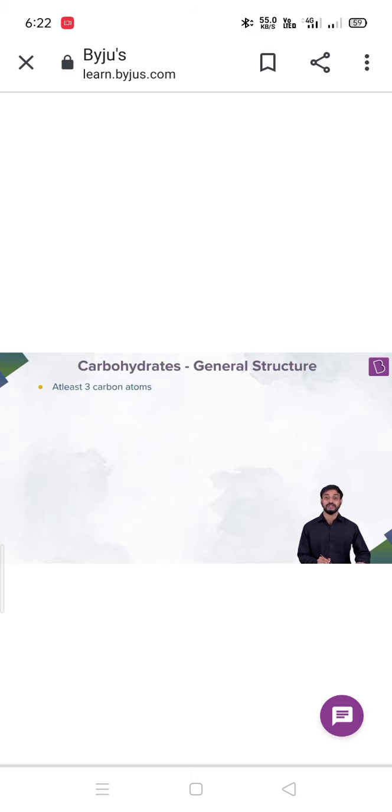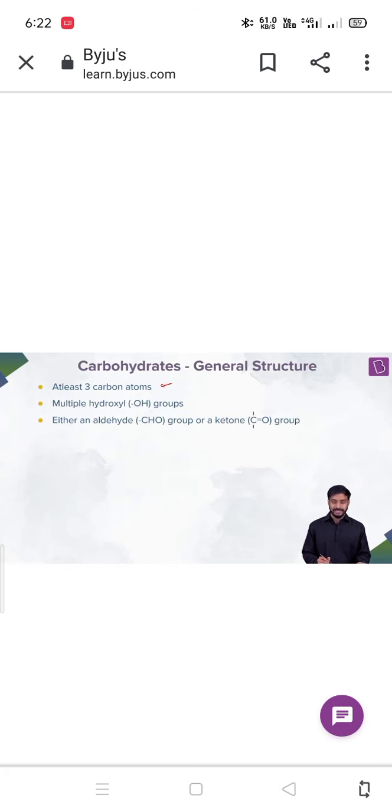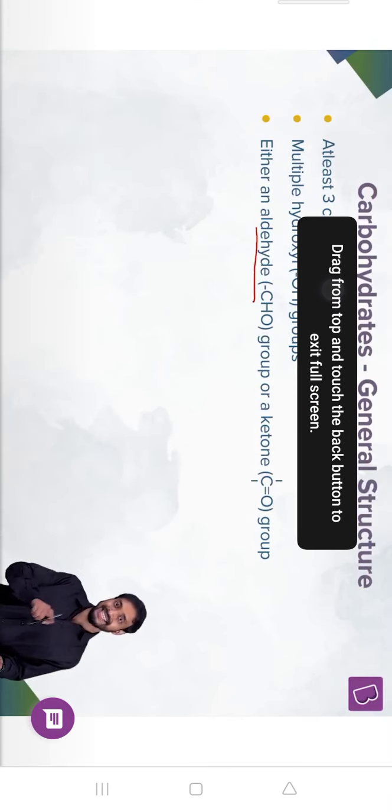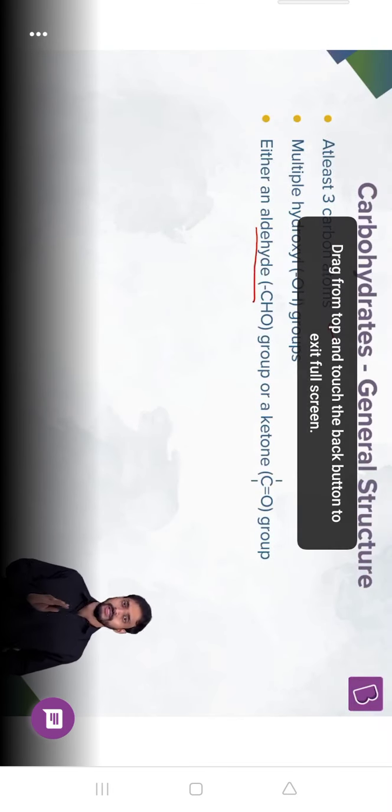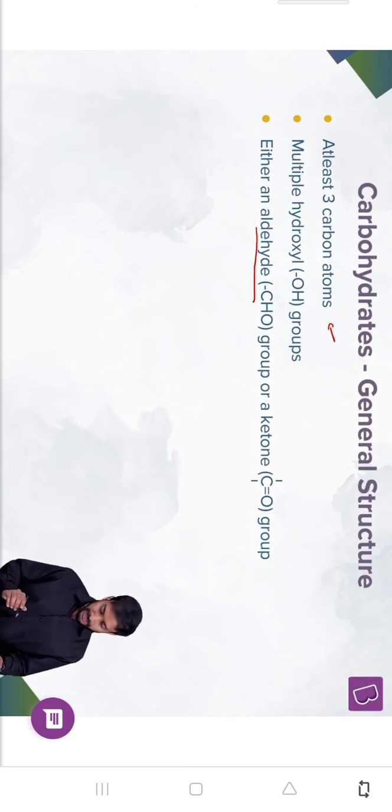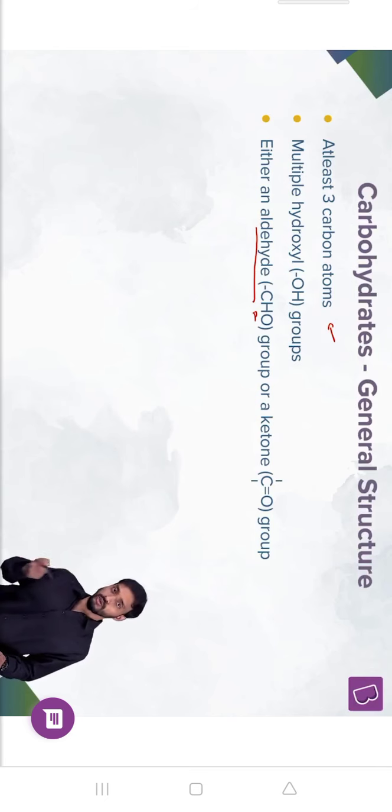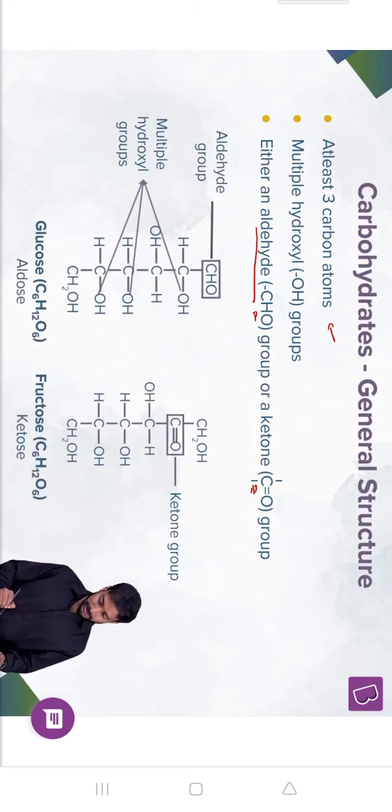Let's talk about the general structure of the carbohydrate. At least 3 carbon atoms are there. At least multiple hydroxyl groups are there. Either they can have an aldehyde group, that is CHO group. Slowly try to understand. It's very important. Either they will have an aldehyde group, that is CHO group, or a ketone group, that is C double bond O group.